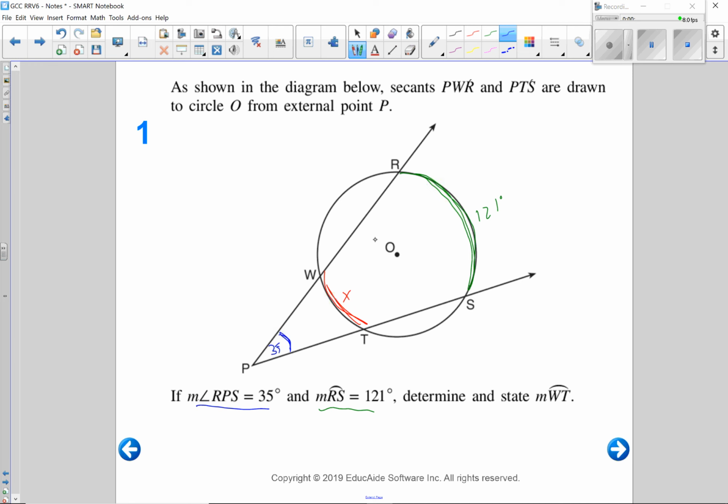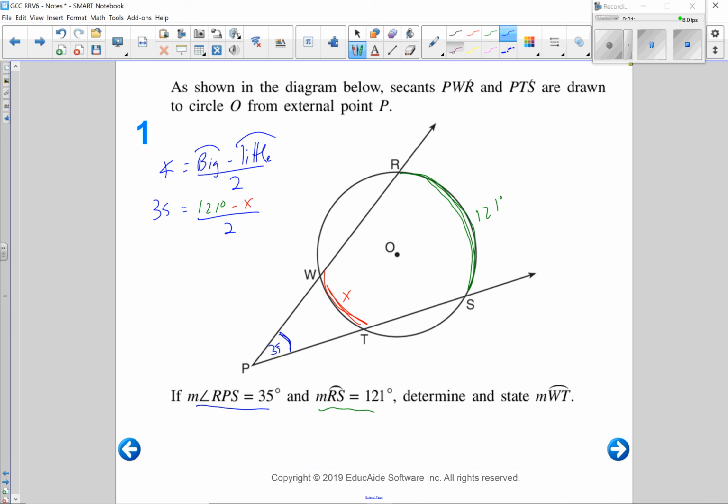We have a little formula here that says the angle is equal to what I refer to as the big arc minus the little arc, divided by 2. In this case, we'd have the angle, which is 35 degrees, equal to the big arc, which is 121 degrees in this example, minus the little arc, which we don't know, so I'm going to call it X, all divided by 2.